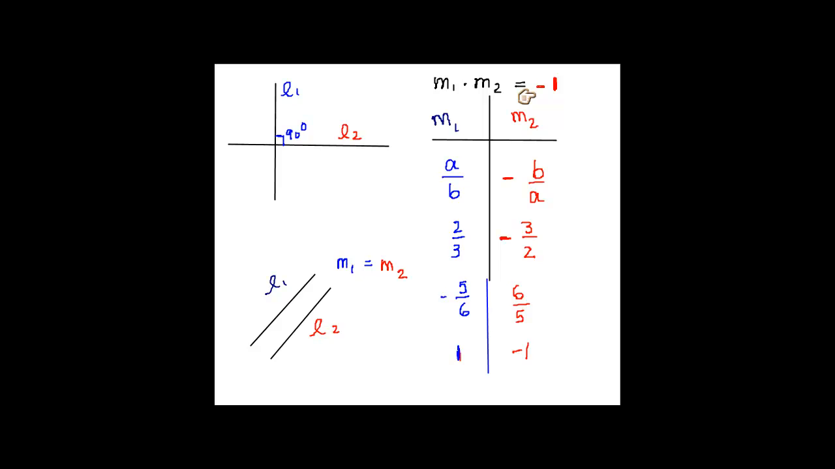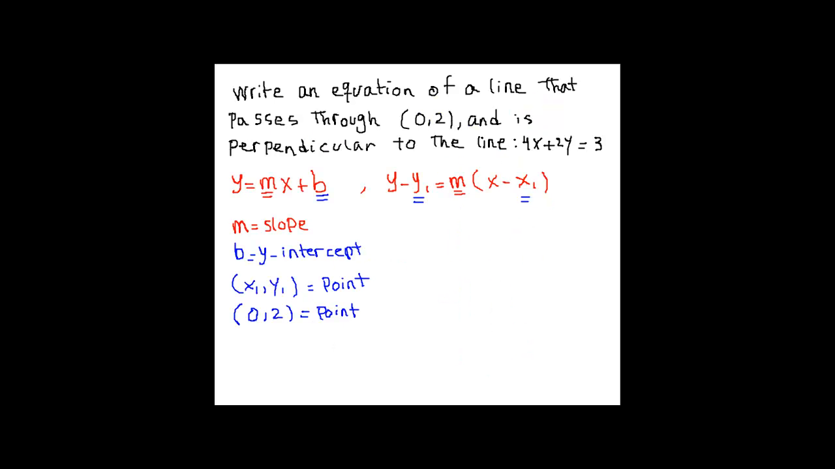Caitlin, you follow that? Could you put a check mark next to your name? Okay, very good. All right, so going back to this problem, they're giving us this reference line, and they're saying that the line is perpendicular to this line here. So what is the slope of this line? That's the question. 4x plus 2y equal to 3.